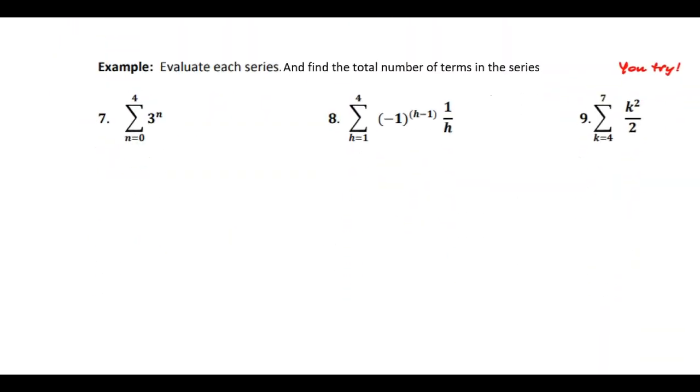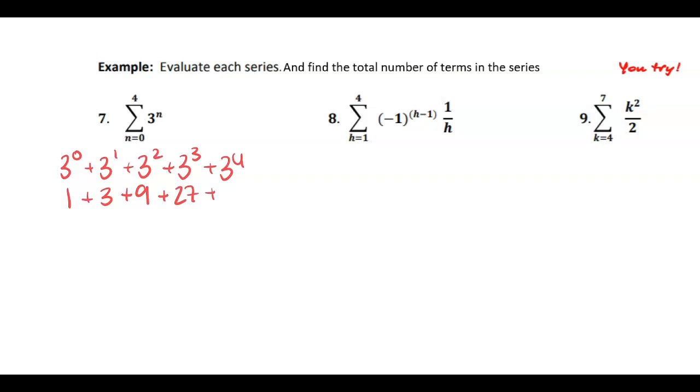For question number 7, this one is asking for you to evaluate the series and find the total number of terms in this series. So for question number 7, we're going to go ahead and take 0 and plug that in. So 3 to the 0 power, 3 to the first, 3 to the second, 3 to the third, and 3 to the fourth. Our upper bound is 4. Okay, well, let's go ahead and solve that. Anything to the 0 power is 1. 3 to the first is 3. 3 squared is 9. 3 cubed is 27.